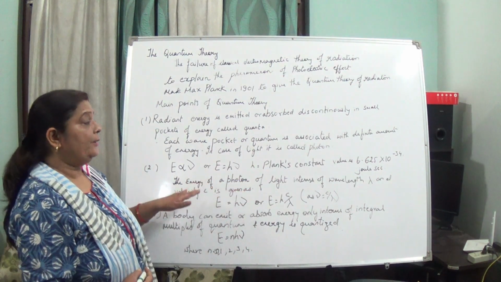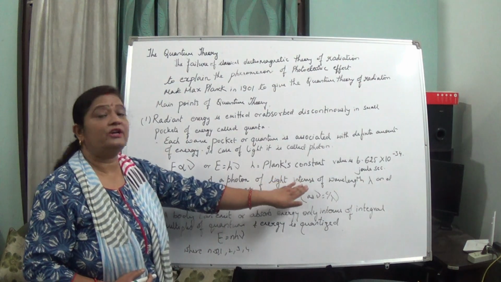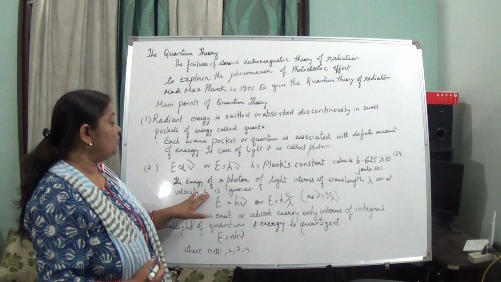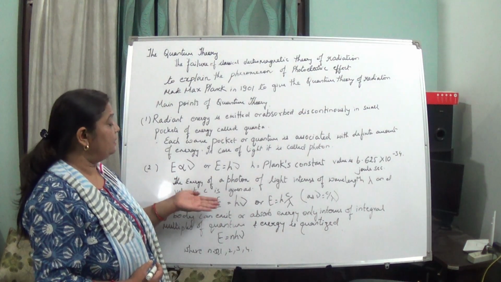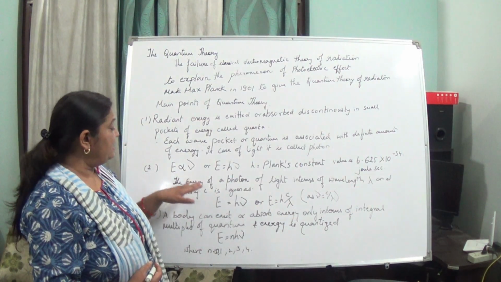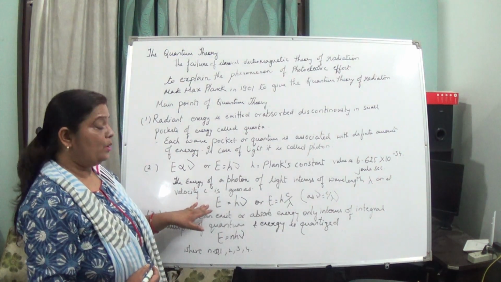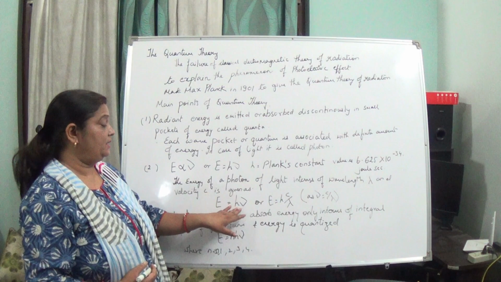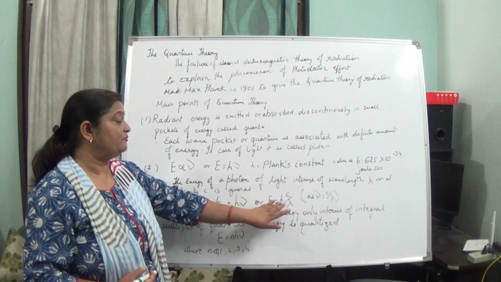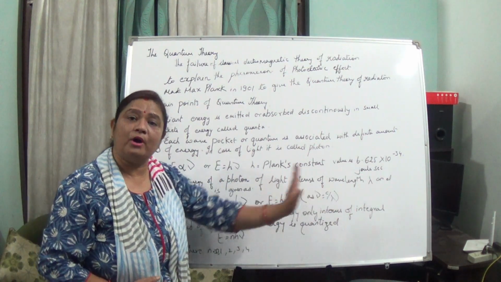Here we are talking about the energy of a photon of light in terms of wavelength and velocity c. Why are we writing velocity c here? Because this is the speed of light. Since we are taking the energy of a photon, it is represented as E. Now E is equal to h nu, or E is equal to h c upon lambda. From where did this c upon lambda come? Because nu is equal to c upon lambda.